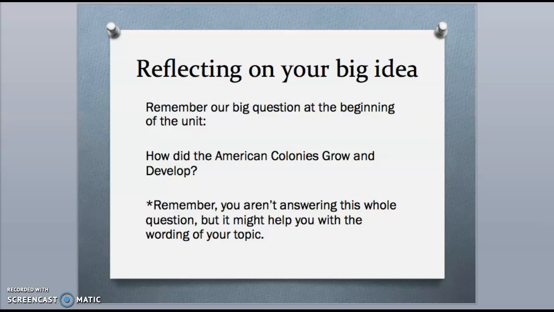When we first started looking at our informational reading, we were trying to answer the big question, how did the American colonies grow and develop? So you thought of all kinds of different ways that the American colonies grew and developed. And then you narrowed down topics you were interested in. So in the direction that we're going now with your informational paper, you're not answering this whole question. You've picked a topic to cover. But this idea might help you to think through the wording of your topic to make it into a thesis statement. All right, I'm going to show you what I mean.